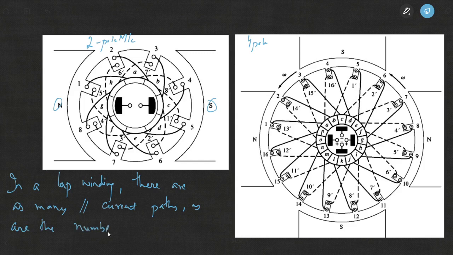So for a two-pole machine, the number of parallel paths for current to traverse will be 2. For a four-pole machine, the number of parallel current paths will be 4, and this will be only the case with a lap winding. For a six-pole, it will be 6. For eight-pole, it will be 8. Let's see what this actually means.